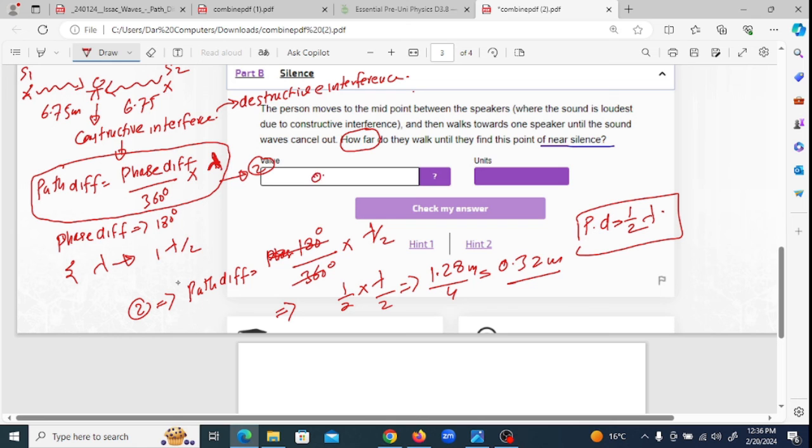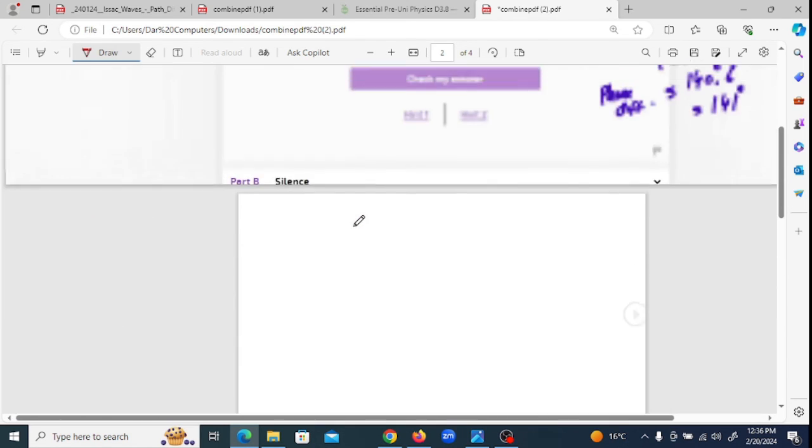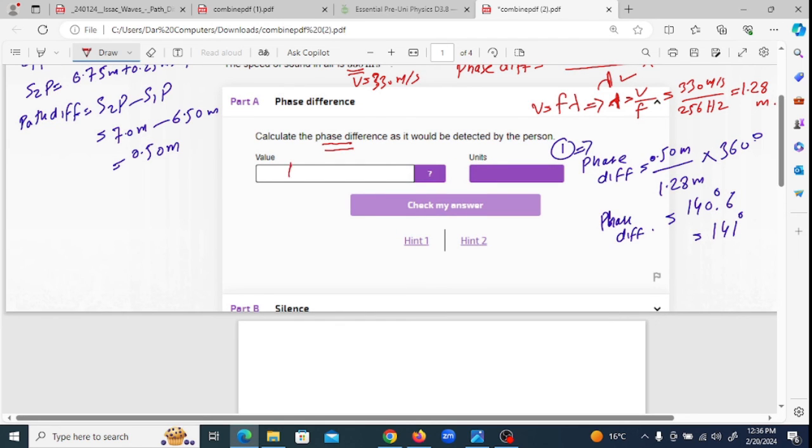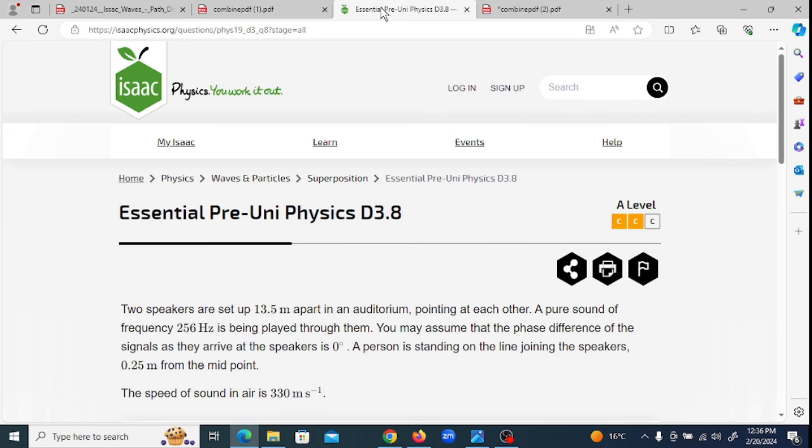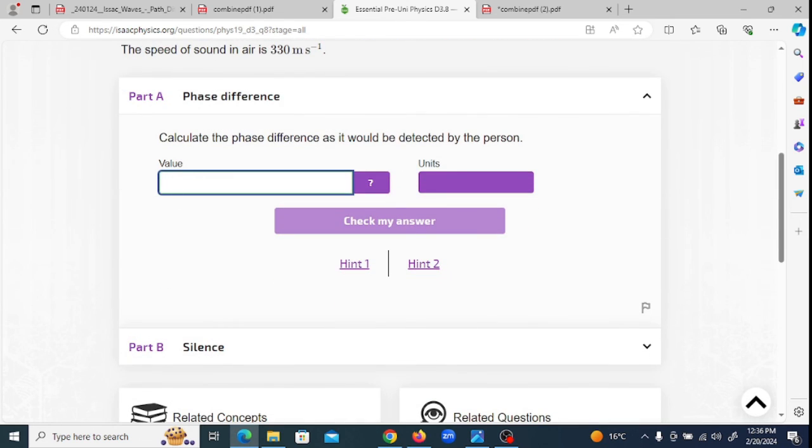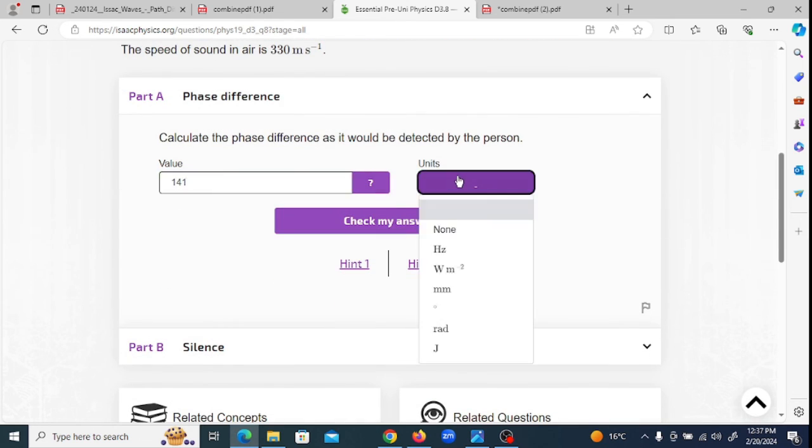So here we have the answer 0.32 meters, and part A has the answer 141 degrees. Okay, I check this one. The first part is 141, and the unit is degrees.